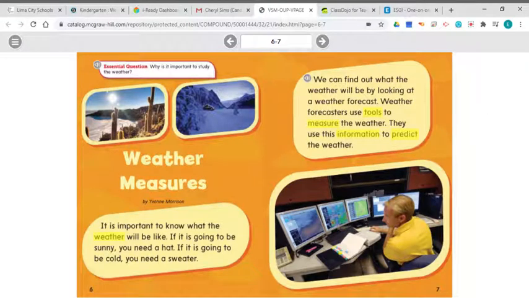All right, there's no assignment with today's story, but I would like for you to try and turn on the news and listen to a weather forecast and listen for the kind of information that meteorologists give you during a weather forecast.